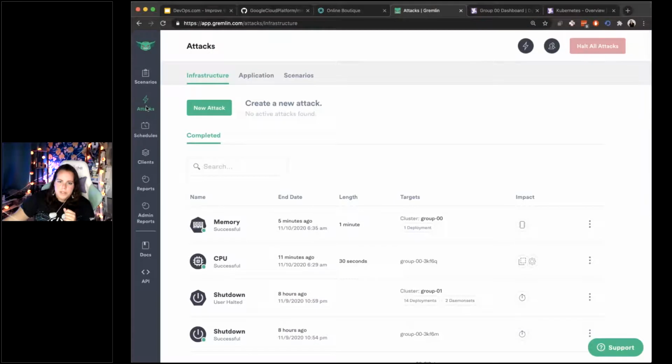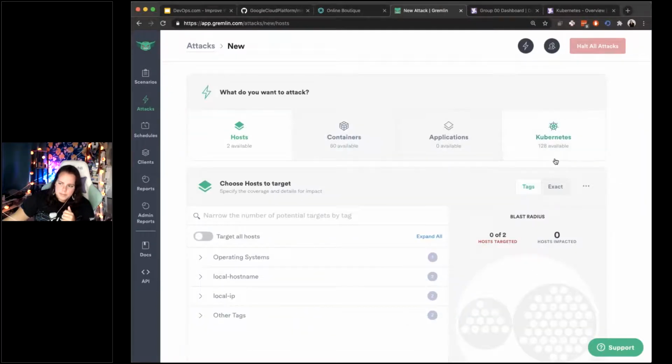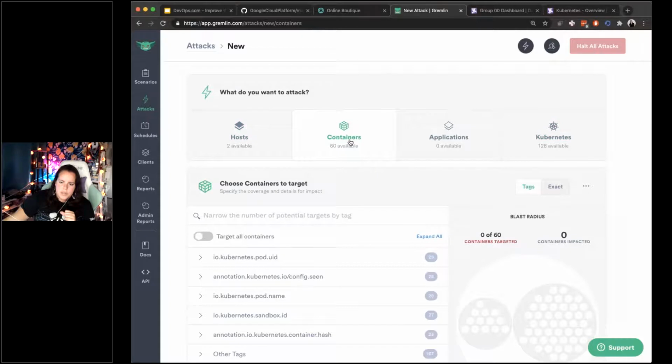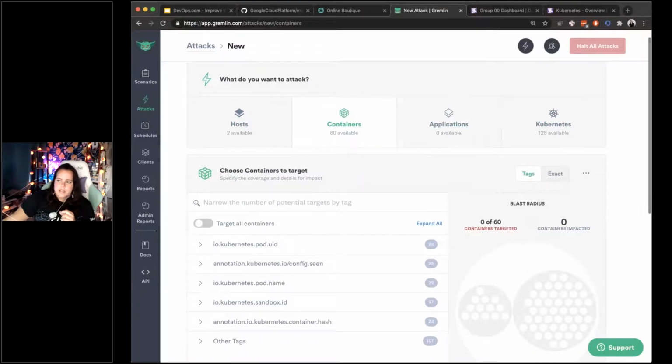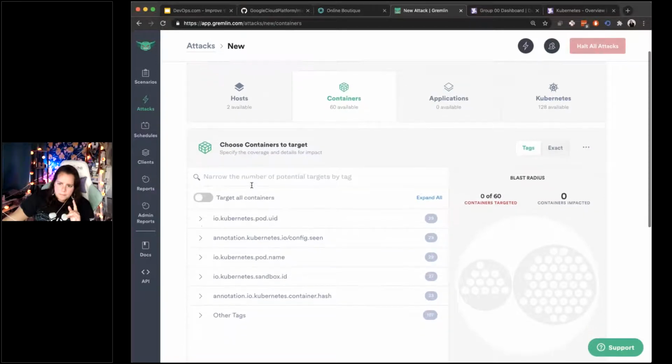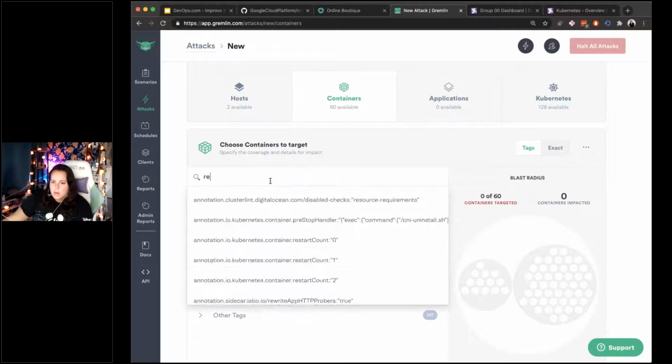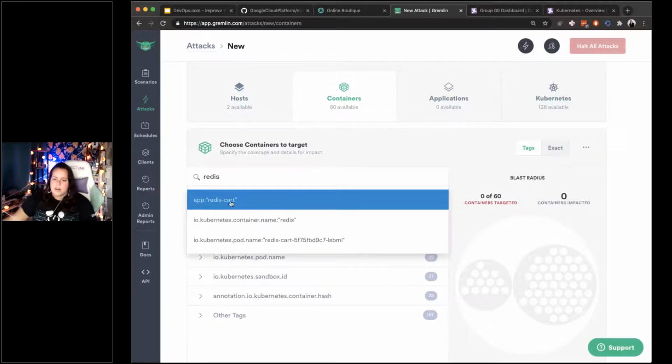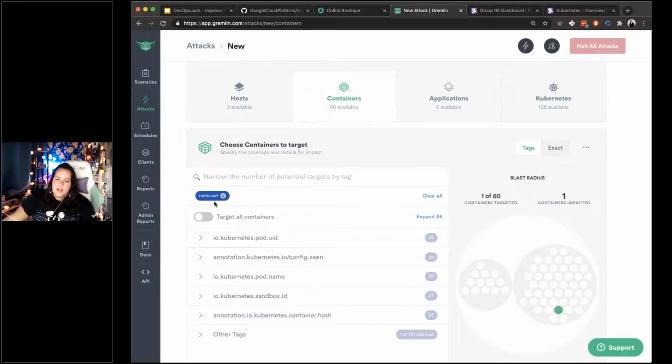We'll head back over to Gremlin. We'll select a new attack. This one, we're going to be doing through containers instead of host or Kubernetes. You would be able to get similar effects if you were to go through either one. You just have to be a little bit more specific on each implementation. Gremlin is able to pick up the names of the deployments, the tags, and grab some of those tags also from your cloud providers. So I mentioned that what we're going to be targeting on this one is our Redis cart. So I can just go ahead and select my Redis cart application.